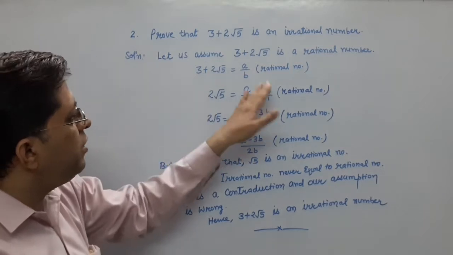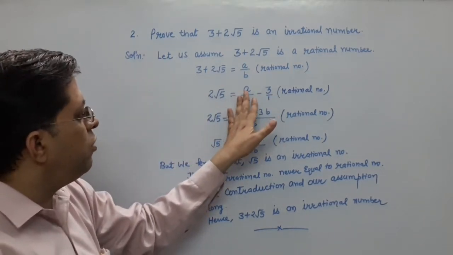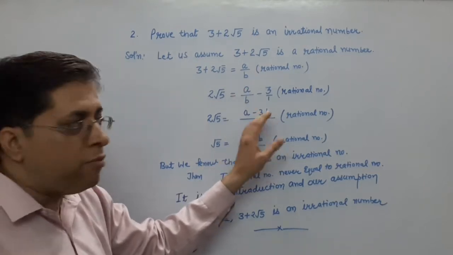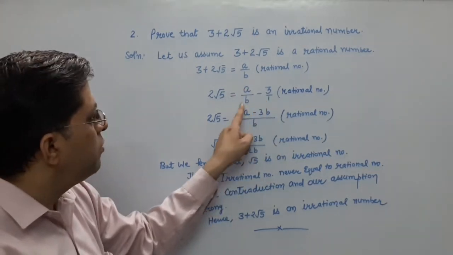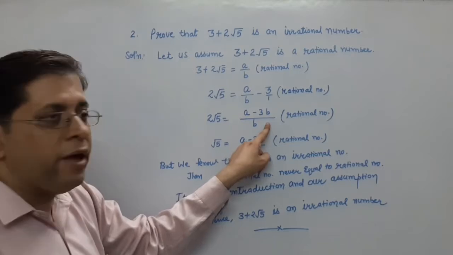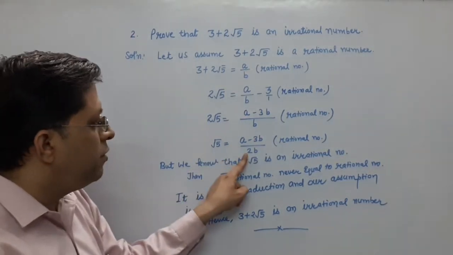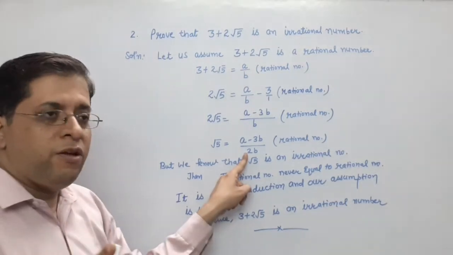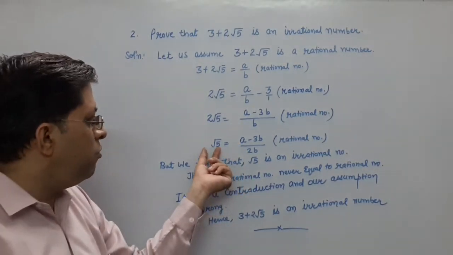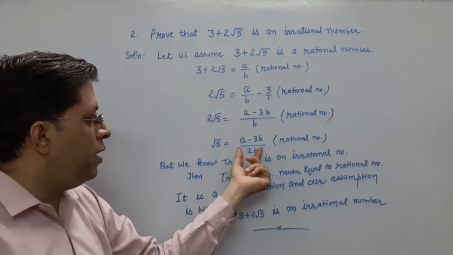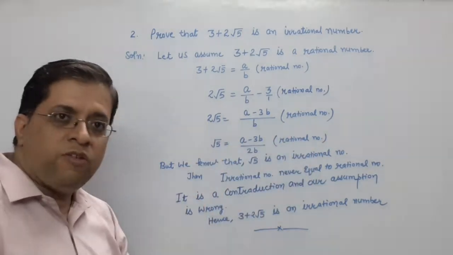If I send 3 to that side, the subtraction of these integers is again a rational number. After solving, I will again get a rational number. If I divide it, then again I will get a rational number. Then root 5 is equal to a minus 3b upon 2b, and this is a rational number.